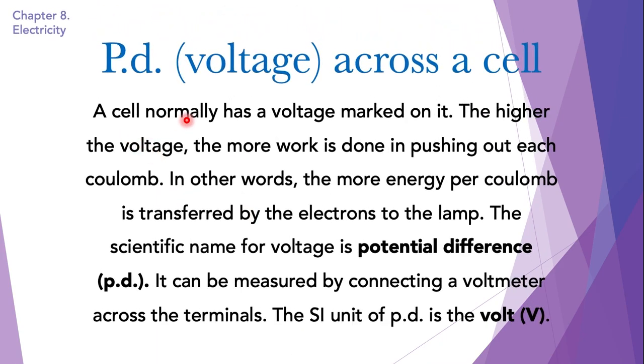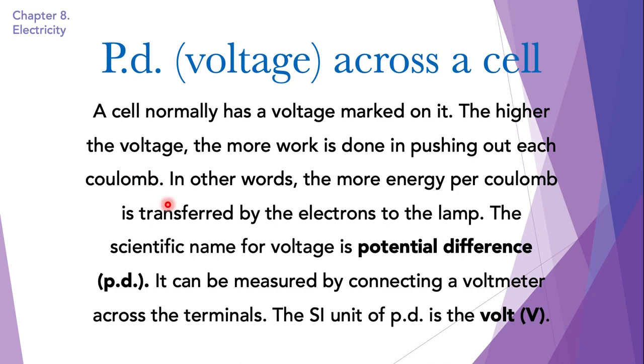So, a cell normally has a voltage marked on it. The higher this voltage would be, the more work is done in pushing out each coulomb. In other words, the more energy per coulomb is transferred by the electrons to the lamp. So we're talking about a simple circuit here, the one which supplies current to the lamp to make it light up. So the higher the voltage of a cell would be, the more work would be done in pushing out each coulomb. So the more energy per coulomb would be transferred by the electrons to the lamp.